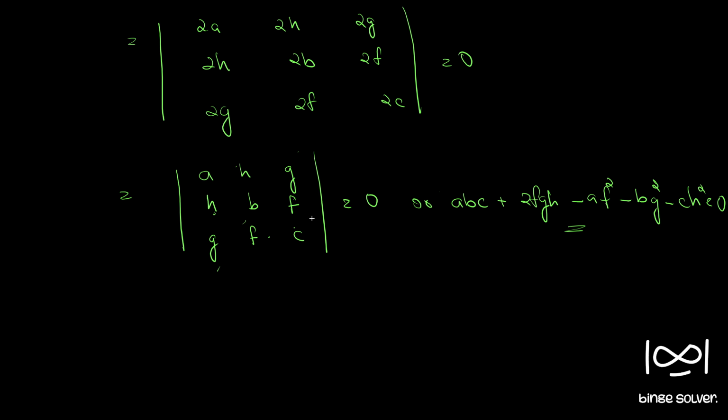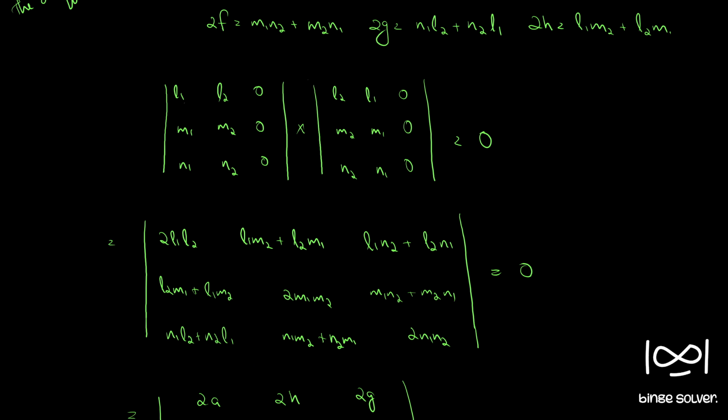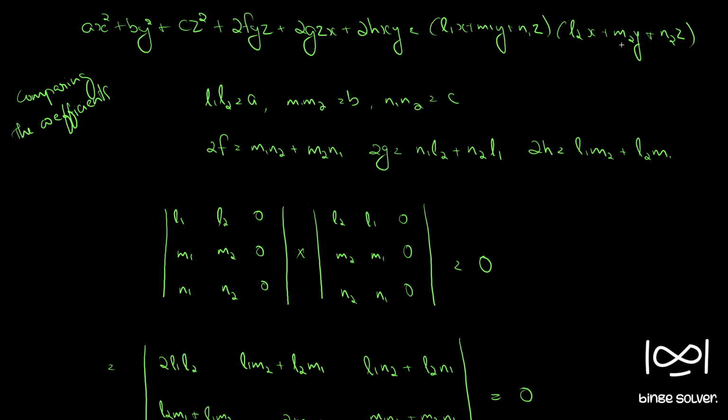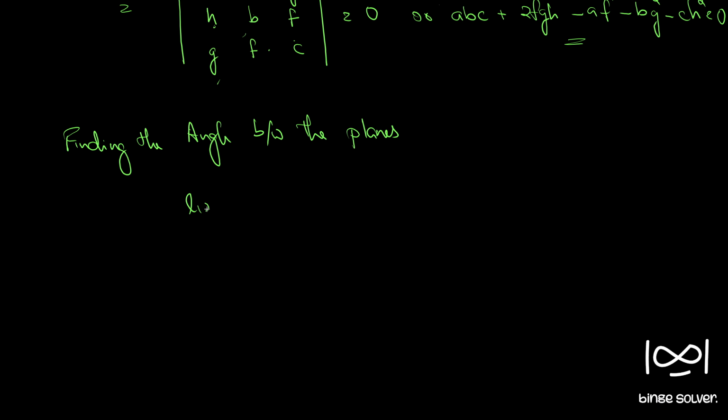So that is done. Now next is finding the angle between the planes. So we have our planes as L1x plus M1y plus N1z equal to 0, and L2x plus M2y plus N2z equal to 0. These are the two planes we are handling.